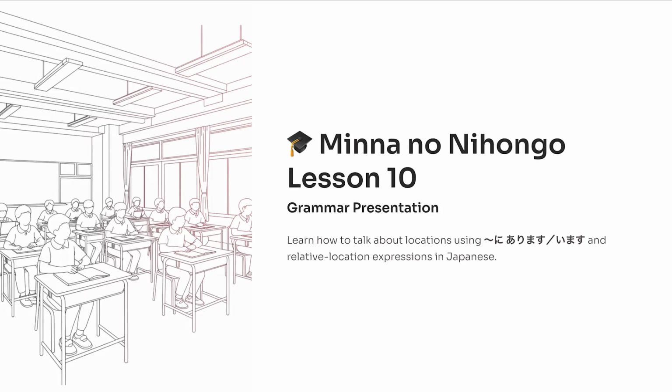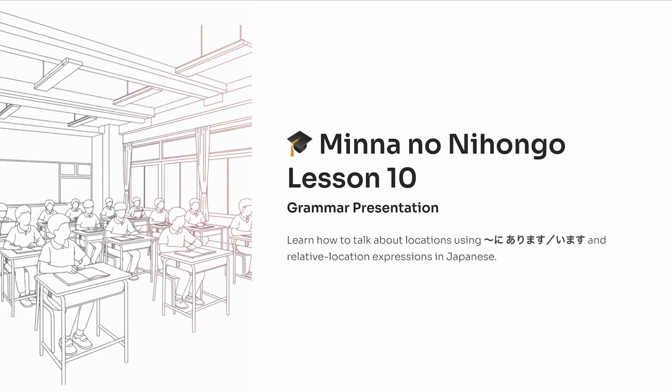Welcome to Minna no Nihongo Lesson 10. In this lesson, we'll learn how to talk about where people and things are in Japanese. You'll discover the difference between あります and います, two essential verbs used to express existence, and learn how to describe locations using expressions like next to, in front of, and near.